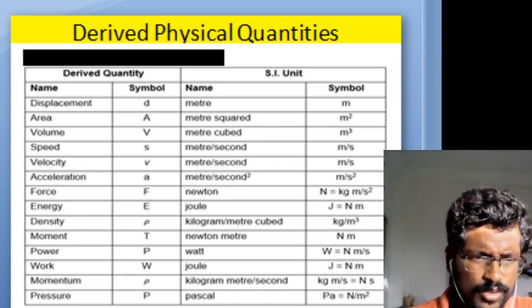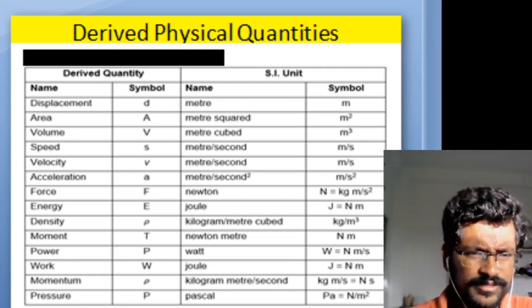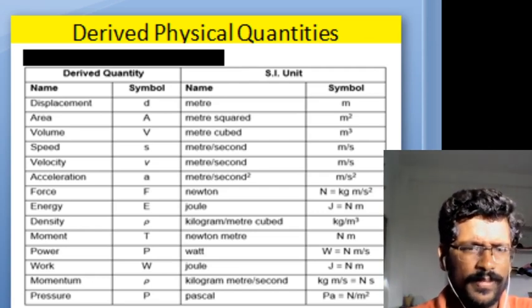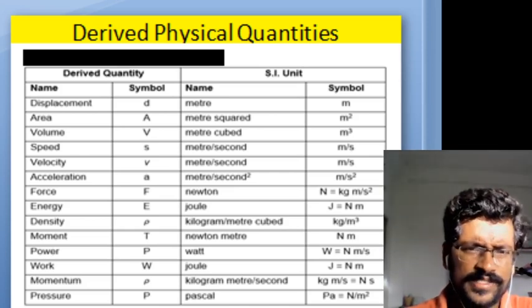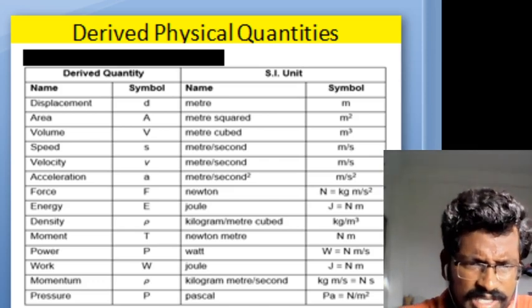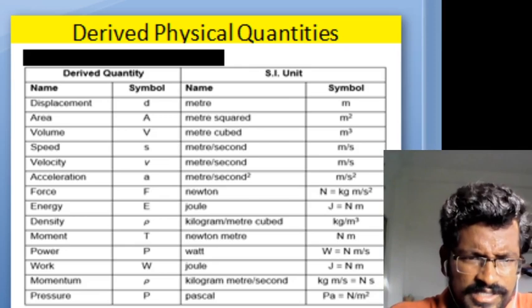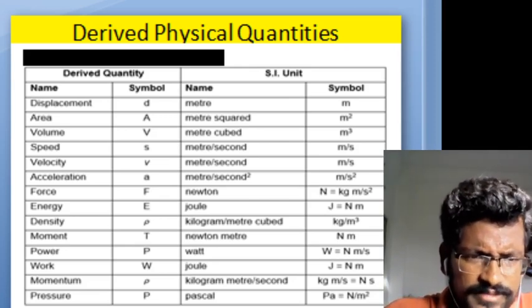Now we are going to momentum. Momentum is denoted by small p. Here the definition of momentum is the product of mass and velocity. The SI units of the momentum is kg meter per second, and it is denoted by Newton second.